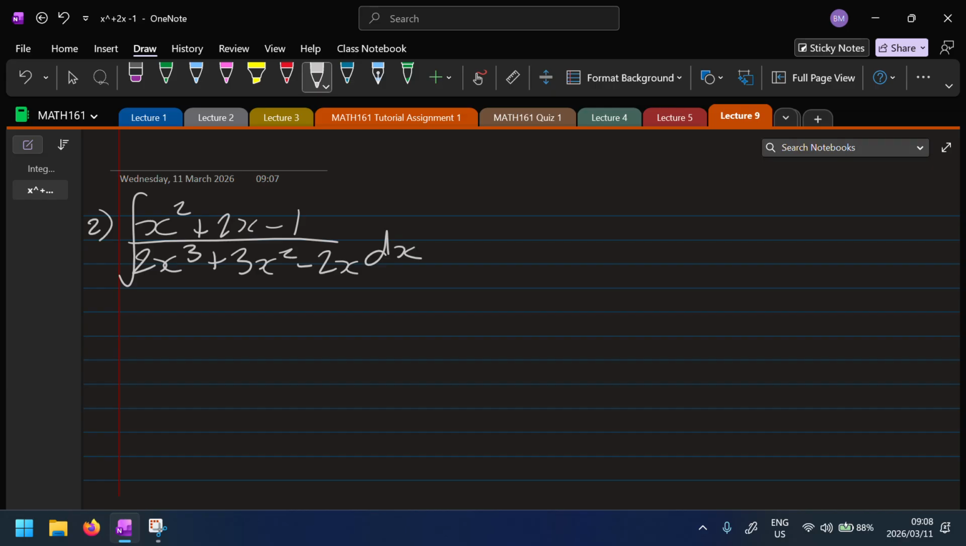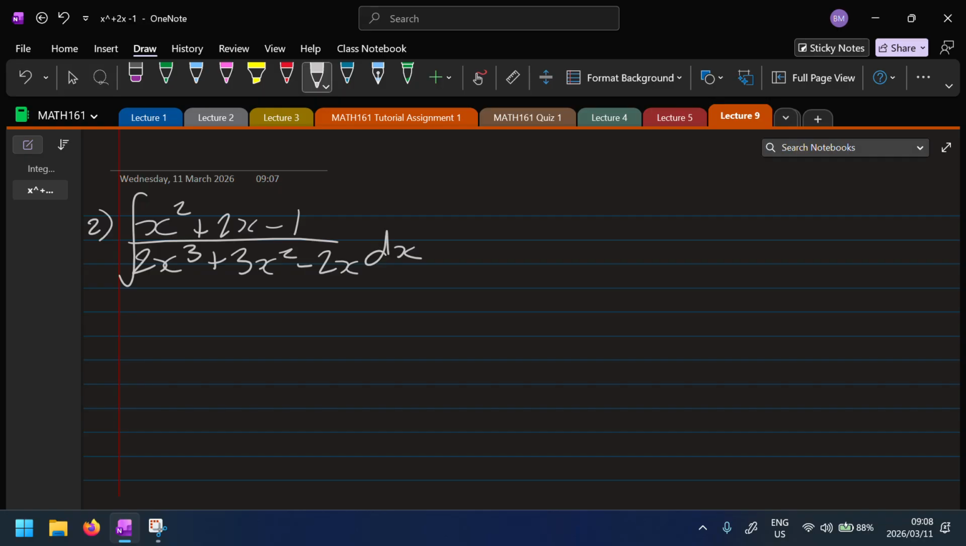Okay, and eventually we want to do the integral of this. Now, first thing we need to do, that's step 0, is check the degree of the top and the degree of the bottom. So degree of the top is 2, degree of the bottom is 3. Okay, so that's all fine. We can skip that step 0. We go straight to step 1.